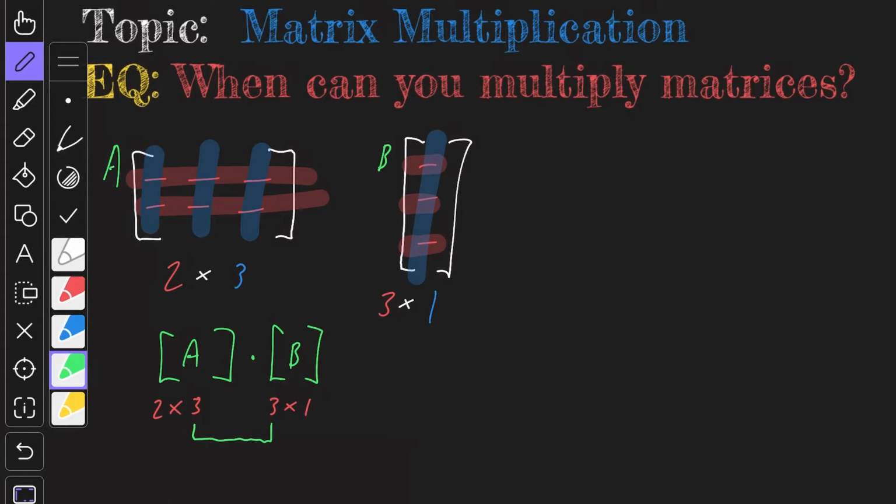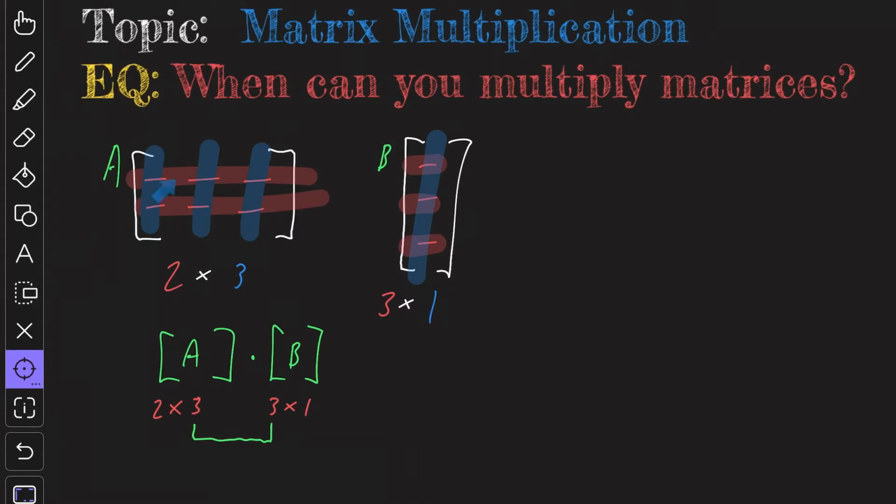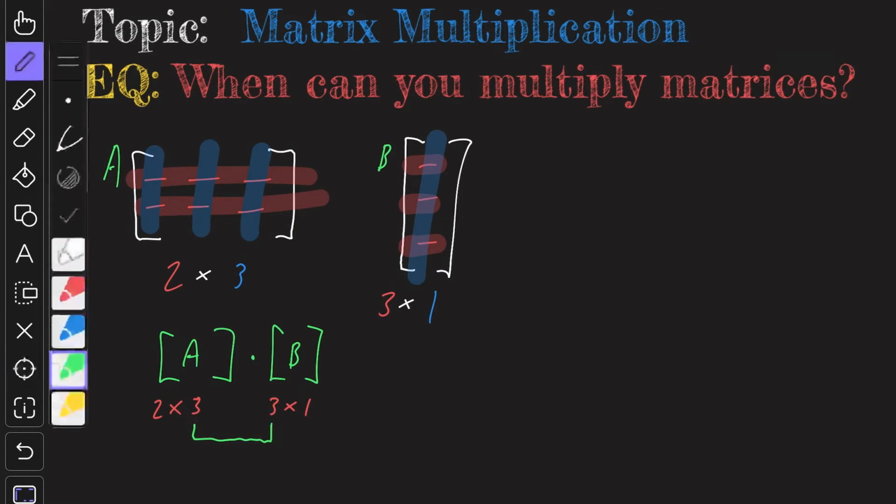So the number of columns in matrix A has to be the same as the number of rows in matrix B. So the last number in the first matrix has to be the same as the first number in the second matrix. And so what's up with those other 2 numbers? Well, what these 2 numbers tell us is the size of the answer. So A times B would give us a 2 by 1. So it would have 2 rows and 1 column. So the answer would be that big.